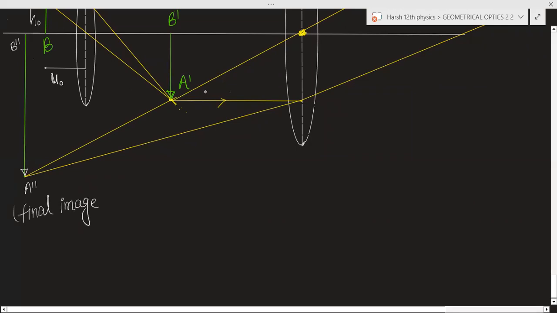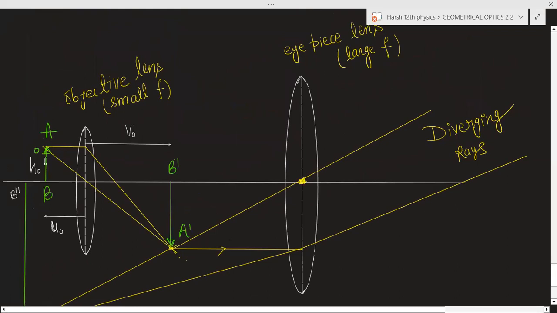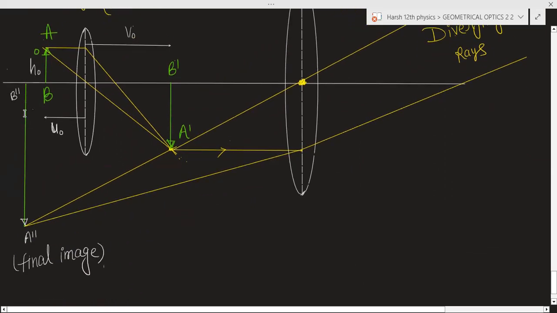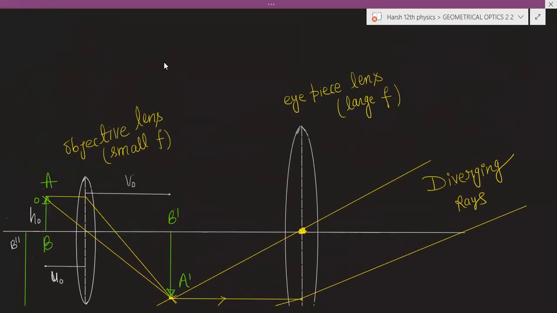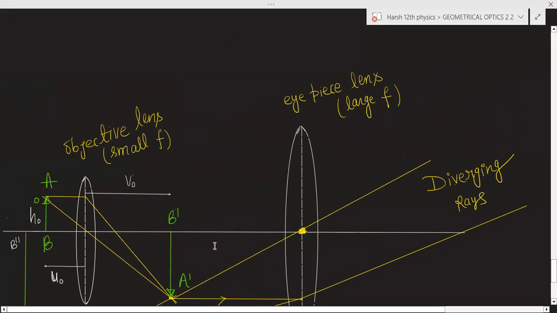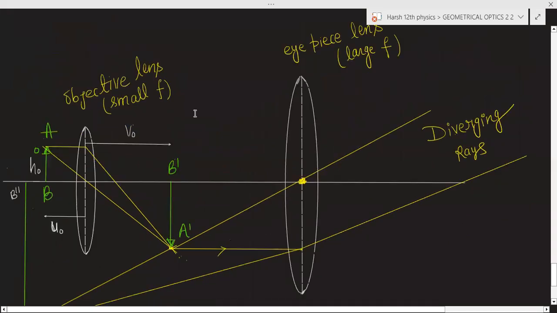Once again, first the object was here. With the help of this objective lens, the image of this object is produced here, real and inverted. After that, this image works as an object for the eyepiece lens. This eyepiece lens is producing the image of this object here. So finally you are getting this image. Draw the diagram properly, step by step.